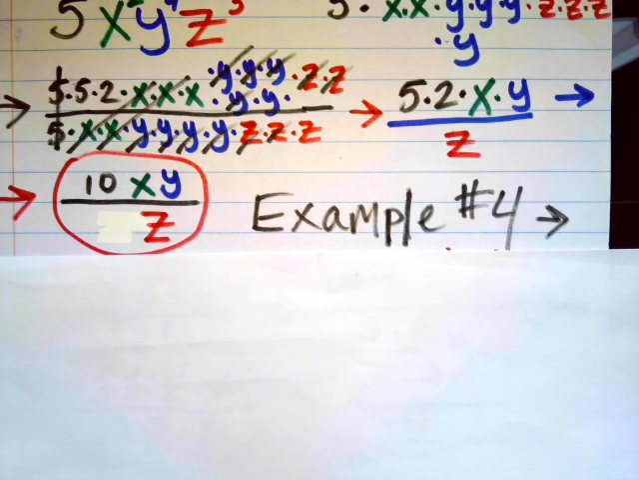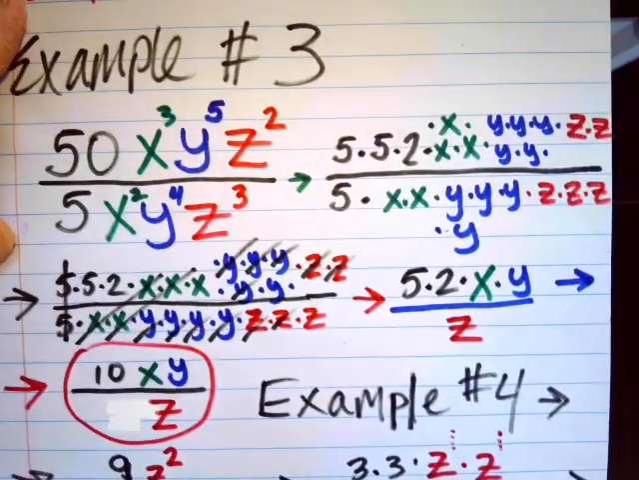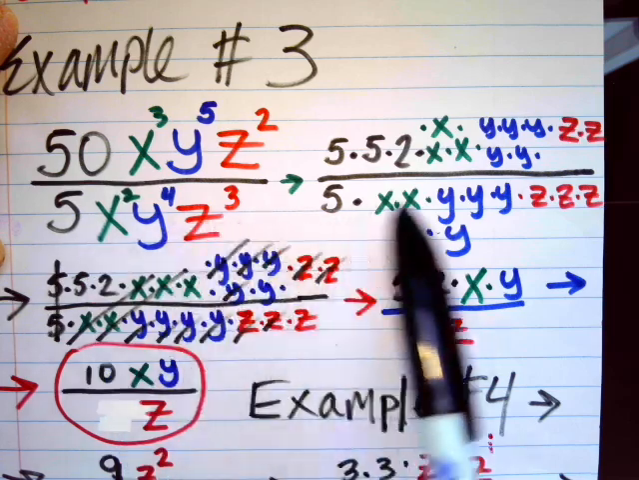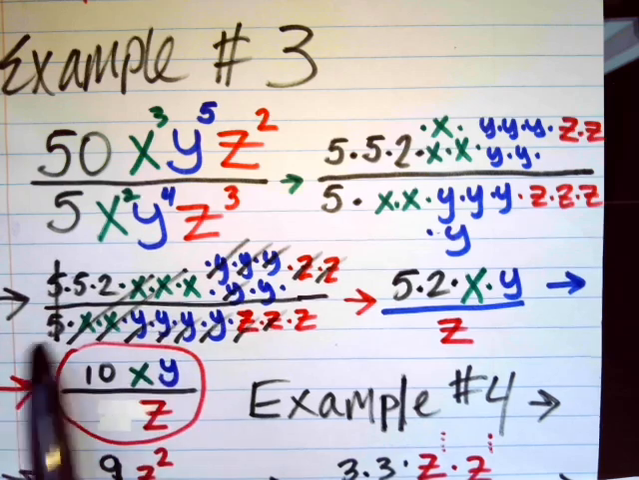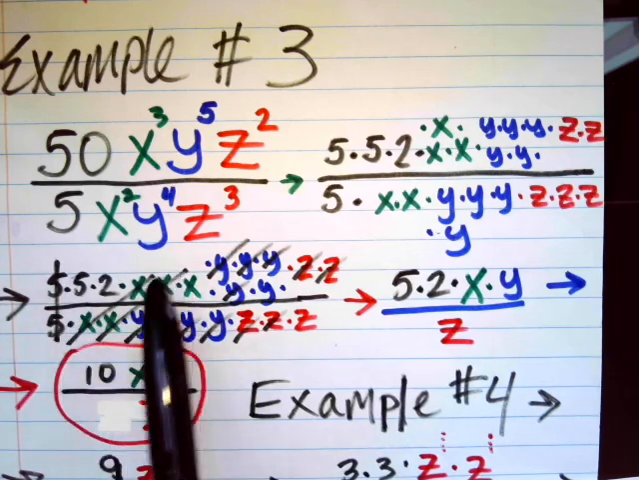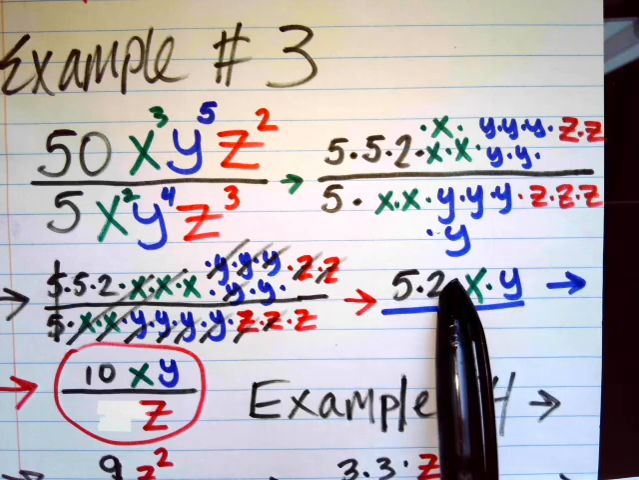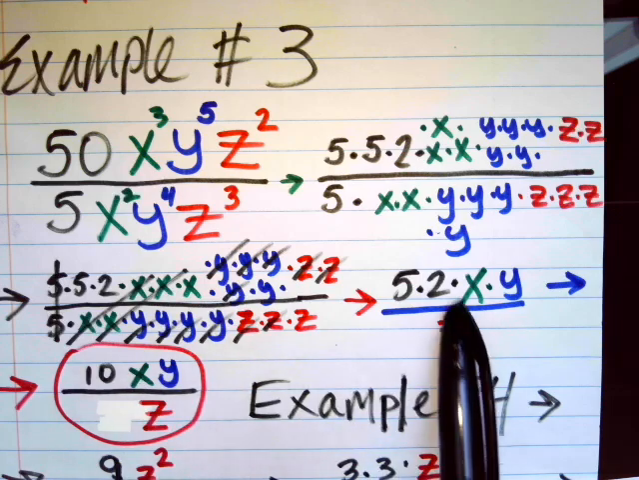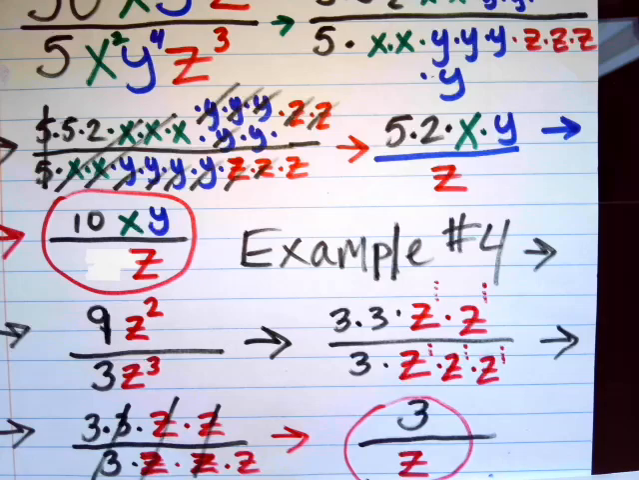I hope I'm not going too fast here. Again, let me show you this whole problem all together now. Writing the original problem into expanded form, following it down here, and just crossing out everything over itself is 1. Rewriting what's left over: 5 times 2 times 1 times 1 gives me 10xy over the remainder of z. Hopefully that helped you out there.